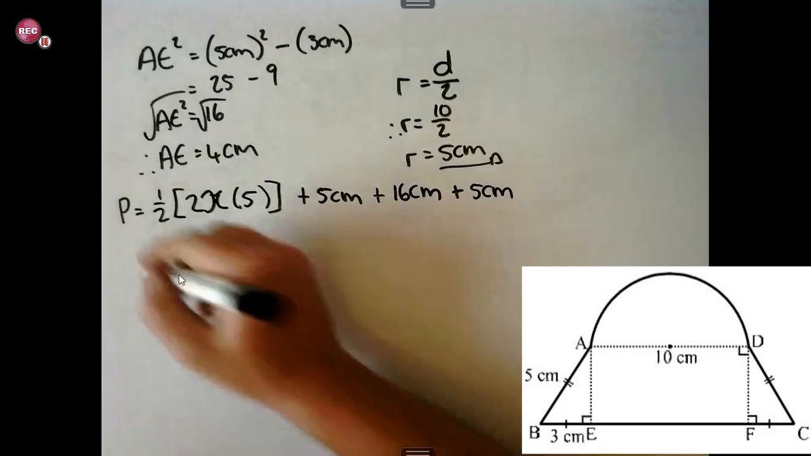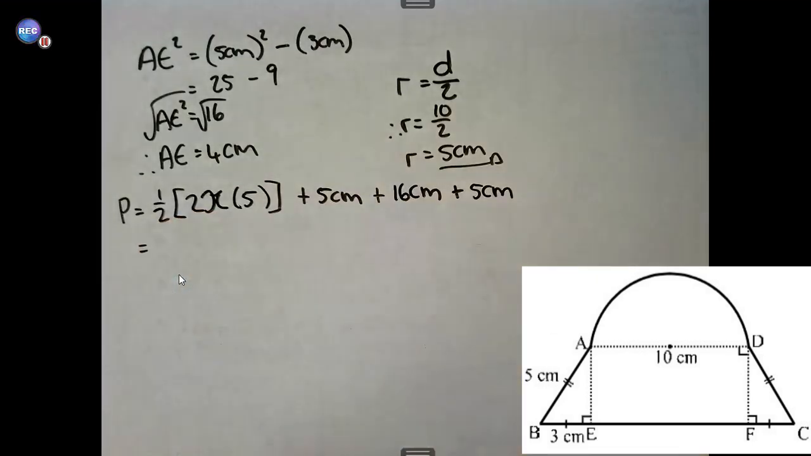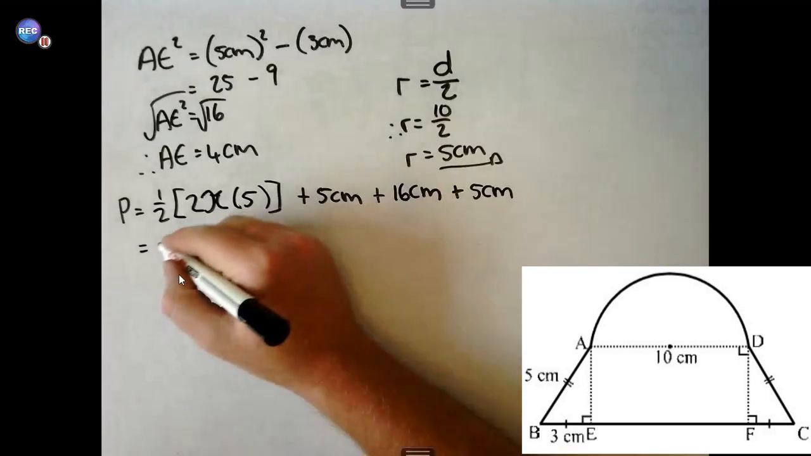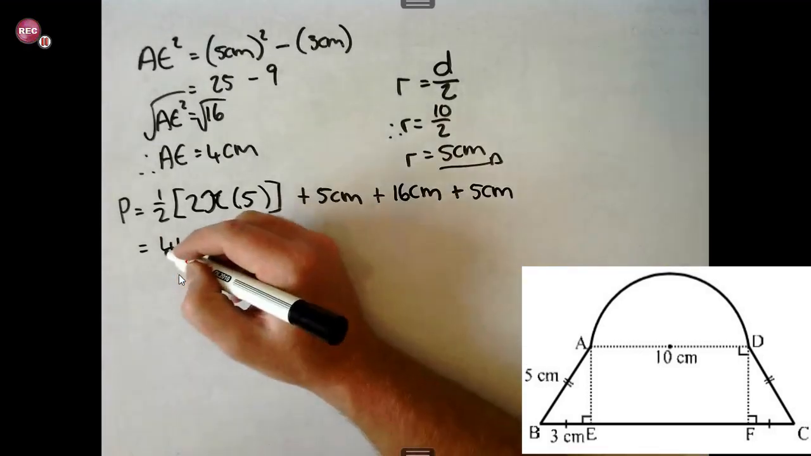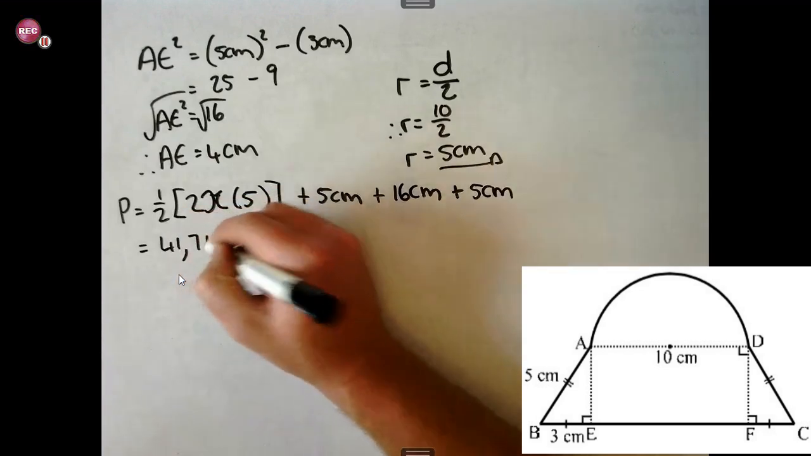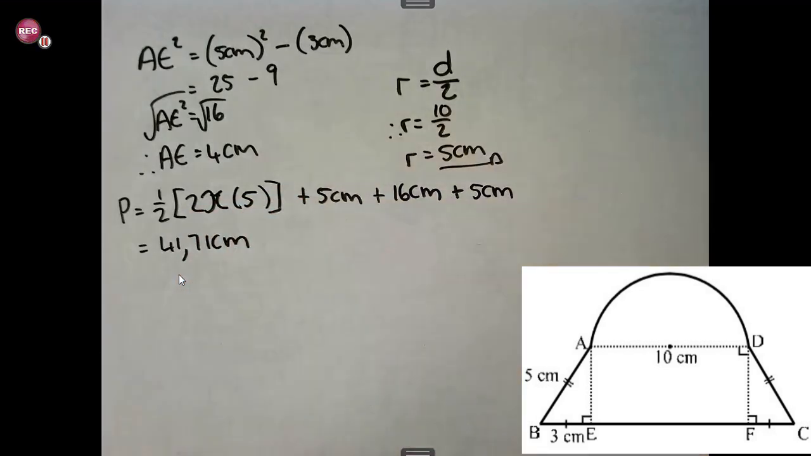Okay, so when we go and calculate this, you should get a total perimeter rounded off to 2 decimal places of 41,71 centimeters. Okay, that's the perimeter sorted. So with that, let's calculate the area quickly. So the area of this, you'll have to do the area calculation for the semicircle and also the area calculations for this.